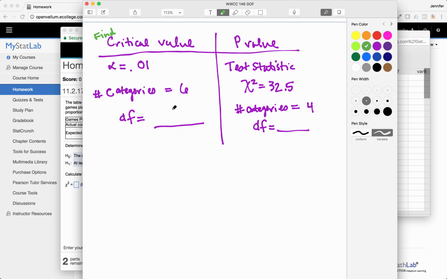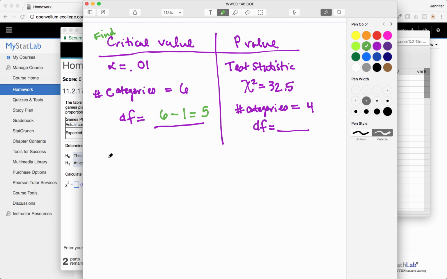Now, we've seen degrees of freedom before, and that was with a t-distribution. But in a chi-square distribution, we have a different way of computing degrees of freedom. We call it categories, and then subtract 1. So, kind of the same process as your one-sample t-test, but we're calling them categories. So we'll take 6 minus 1, and so we have 5 degrees of freedom.